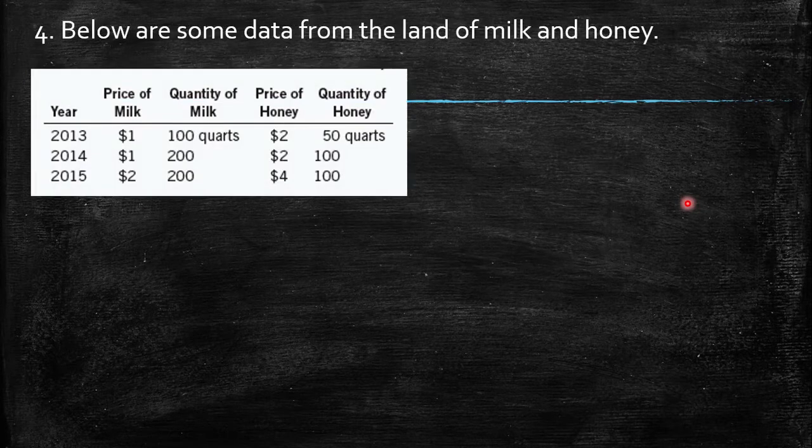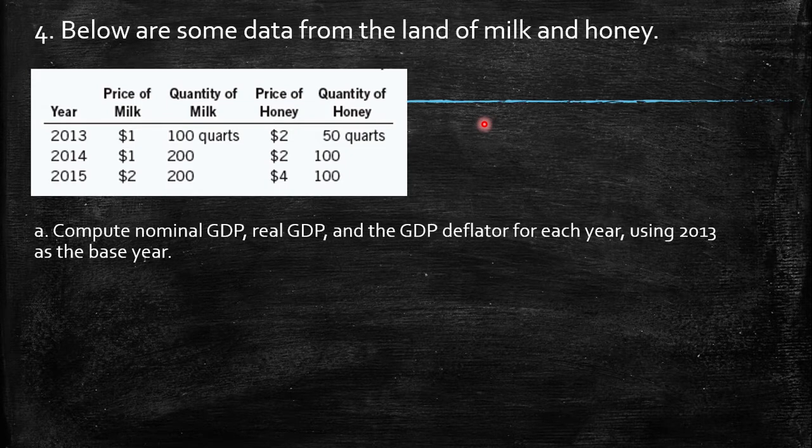4. Below are some data from the land of milk and honey. So we have here a table. First we have the first column, the year, from 2013 to 2015. And then we have the price of milk and the quantity of that product, and the same thing for honey, with its prices and quantities. So first, compute nominal GDP, real GDP, and the GDP deflator for each year, using 2013 as the base year.